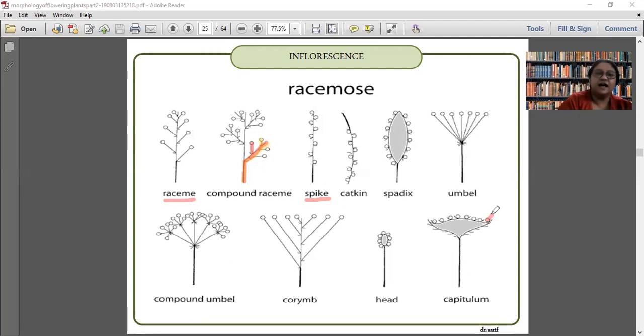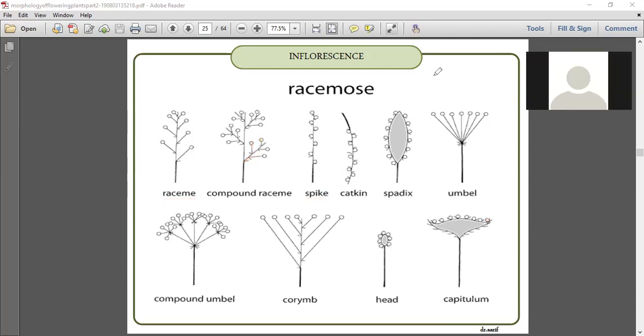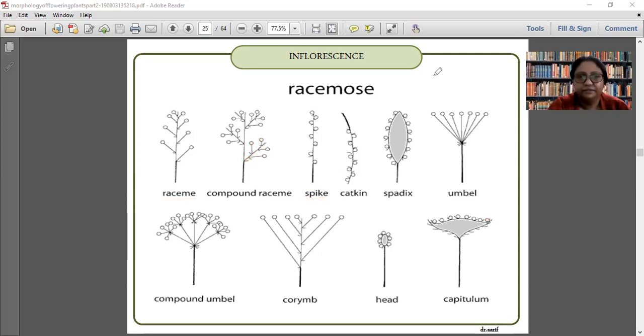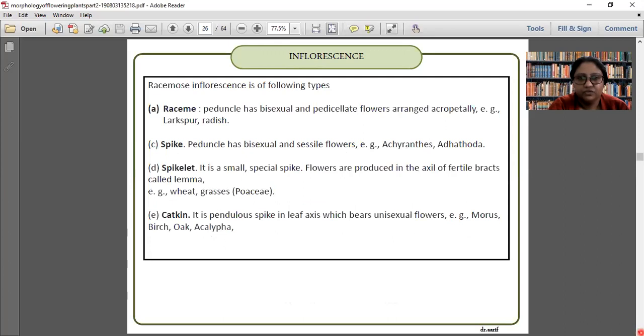Okay, so these are different types of racemose inflorescence. Is it clear to everyone? Yes, ma'am. So we will move ahead. So here examples are there. Raceme, there is radish.